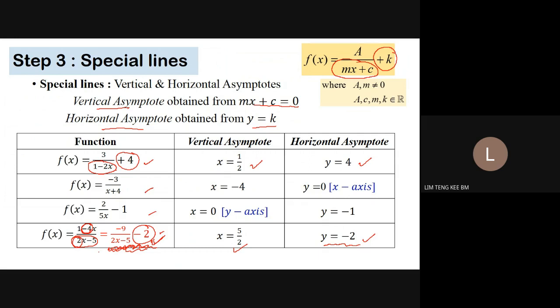Once again, this special line helps us to do two things. First, it helps us to decide whether the y and x intercepts exist or not. And also, it helps us to determine the domain and range. By right, reaching this part here, I can decide the domain and range. Go on, step 4.